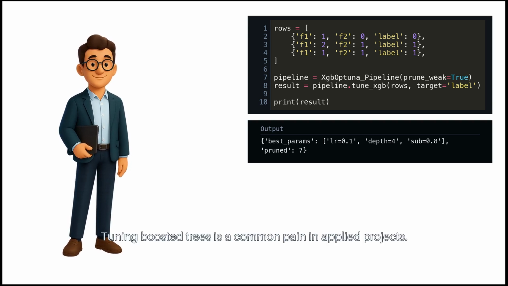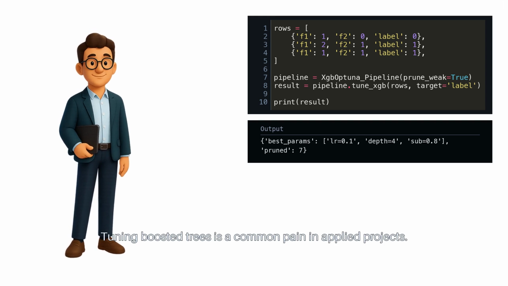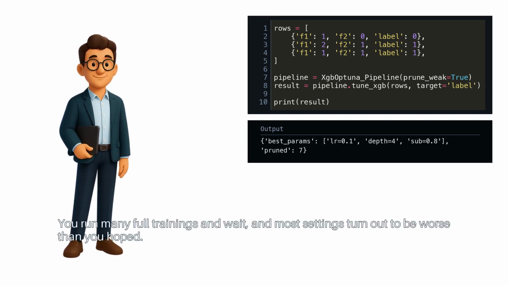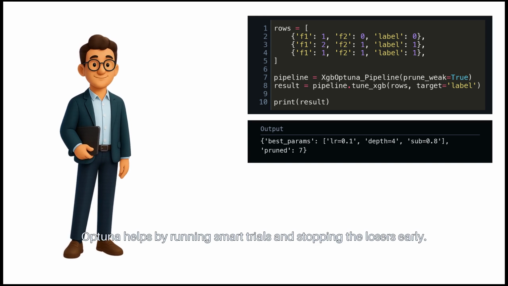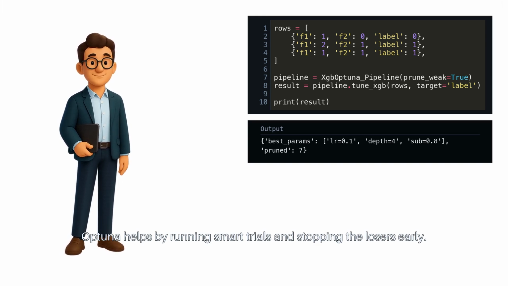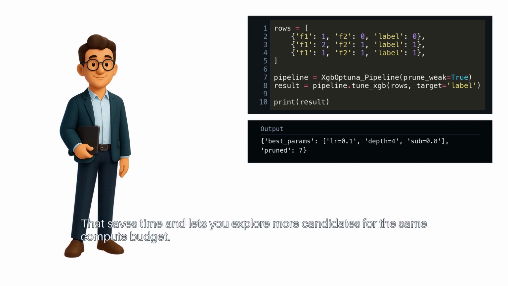Tuning boosted trees is a common pain in applied projects. You run many full trainings and wait, and most settings turn out to be worse than you hoped. Optuna helps by running smart trials and stopping the losers early. That saves time and lets you explore more candidates for the same compute budget.